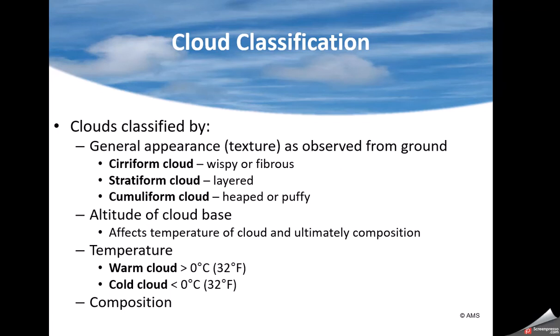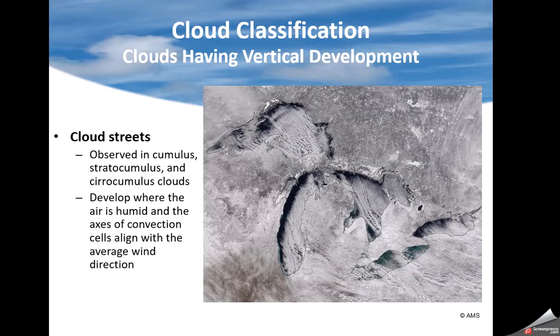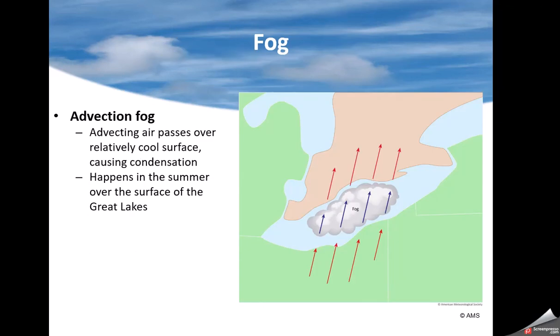Final part of this chapter, we talked about clouds, cirriform, stratiform clouds, warm cloud tops, and how they're composed. Here are some cloud streaks over the water, lakes, and fog. Fog actually can form on the oceans or lake and advect in.